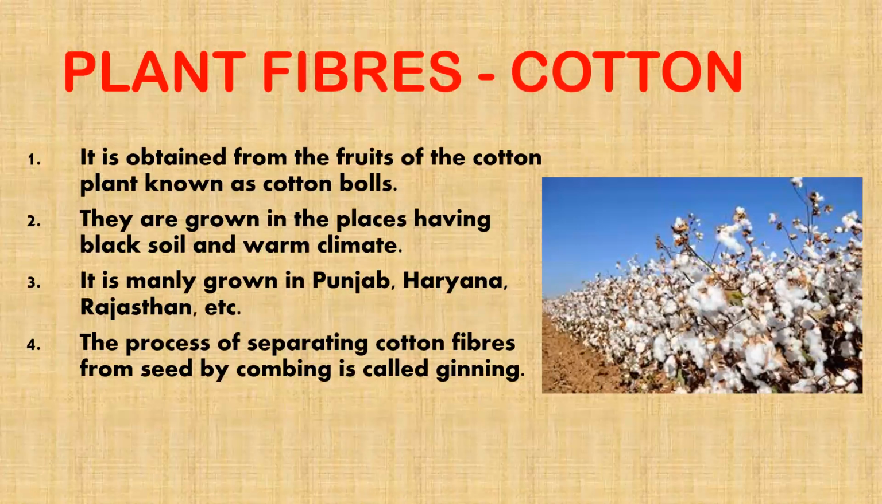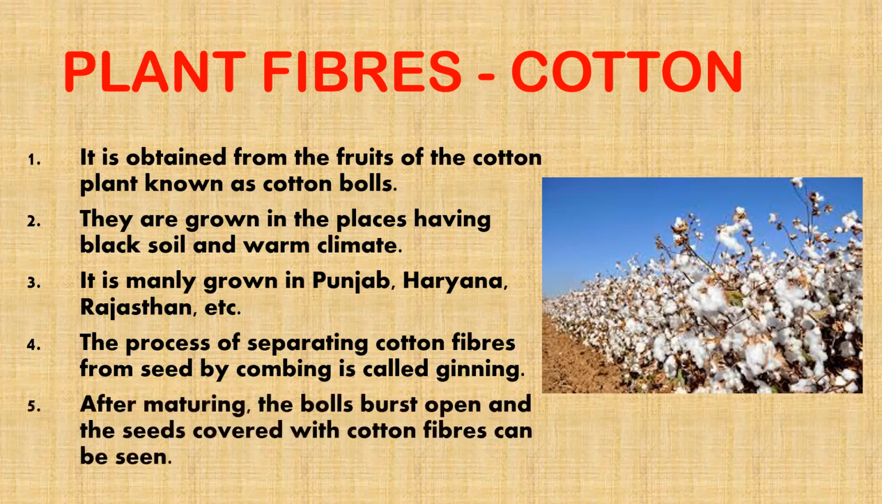Here, the cotton balls are the fruits. So the cotton is part of the plant's fruits. Fruits have seeds in them. Similarly, cotton also has seeds in it. To obtain the fiber to make the fabric, we first have to separate cotton fibers and seed. There's a large comb, and we comb the cotton fibers firmly, and then the seeds are separated and the cotton fiber is obtained, and the process is called ginning. After maturing, the ball bursts open and the seed covered with the cotton fibers can be seen.